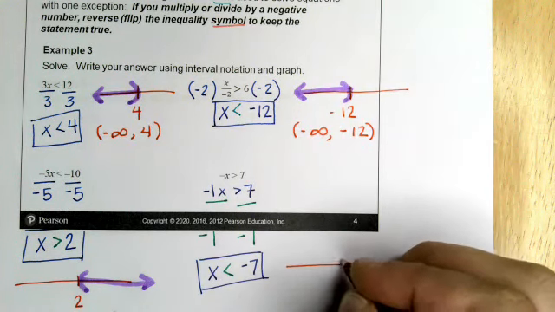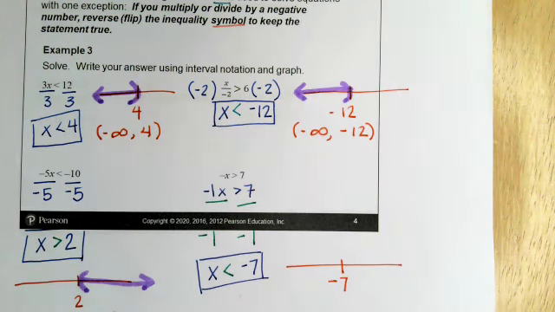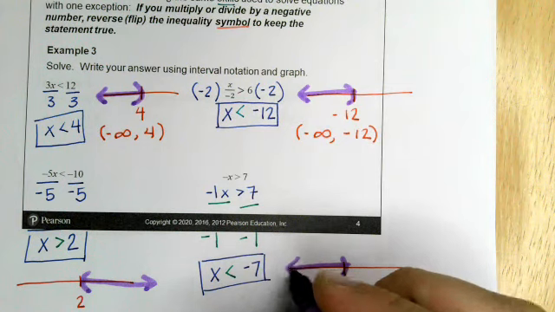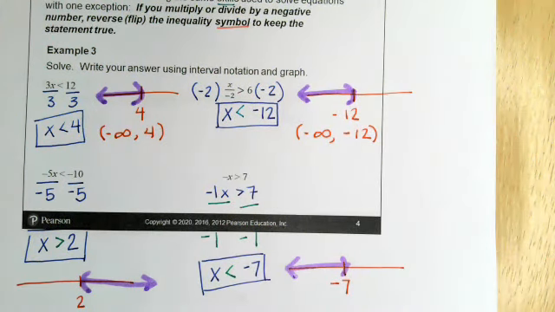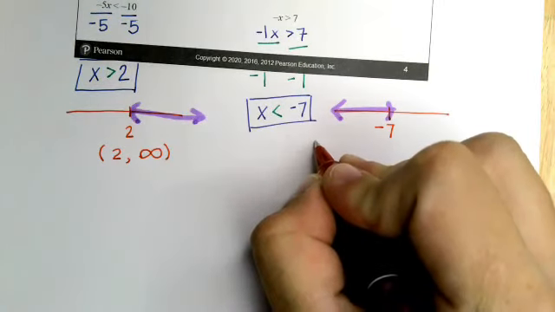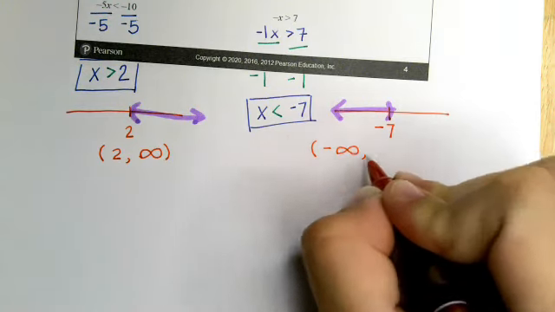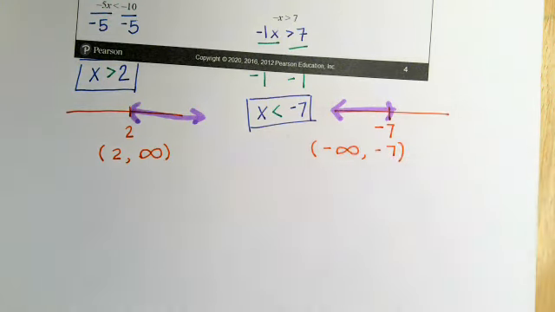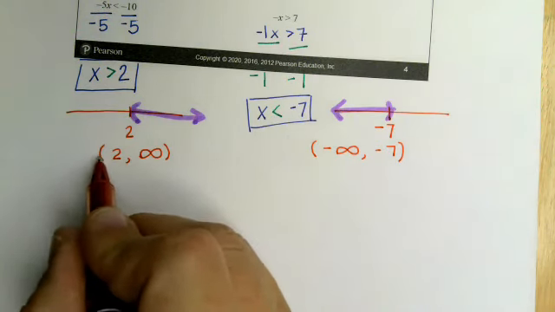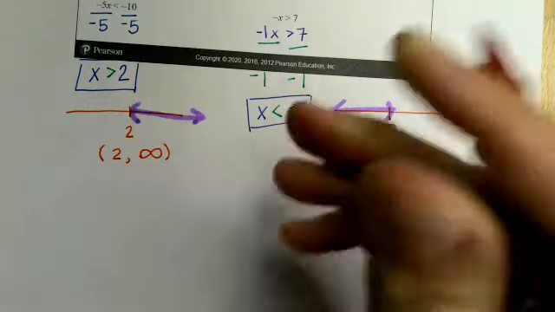X is less than -7. So I'll graph -7. X is less than -7. Does not include. So my graph starts at -infinity and goes to -7. Does not include it. Sorry if you couldn't see that one. My graph starts at 2, but does not include it and goes till infinity. Infinity always gets a parenthesis.